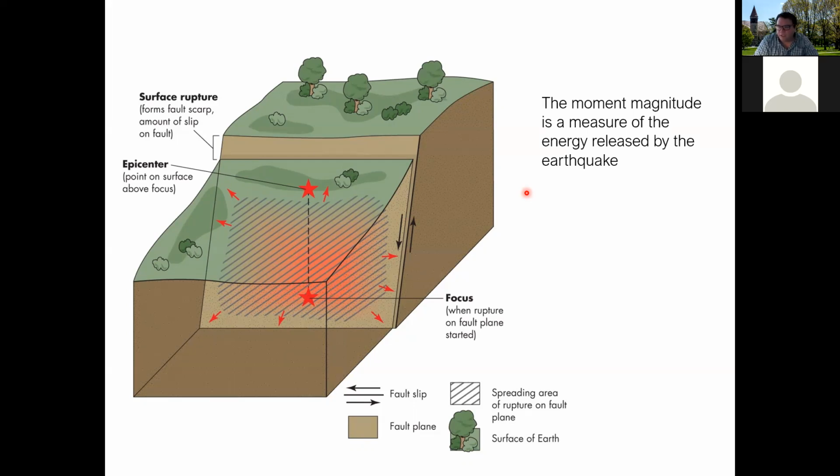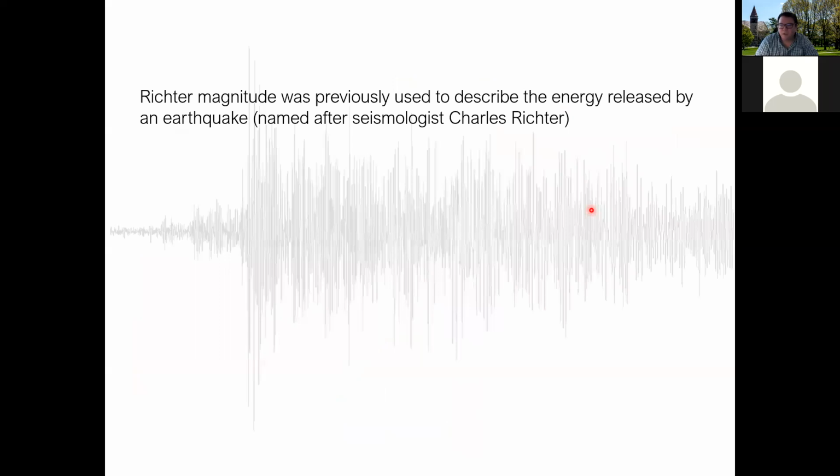The key thing here is that the moment magnitude is a measure of the energy released at the focus during the time of the earthquake, and that's going to be the key characteristic in determining how powerful it was, or basically how much force it built up before the rock ruptured or fractured.